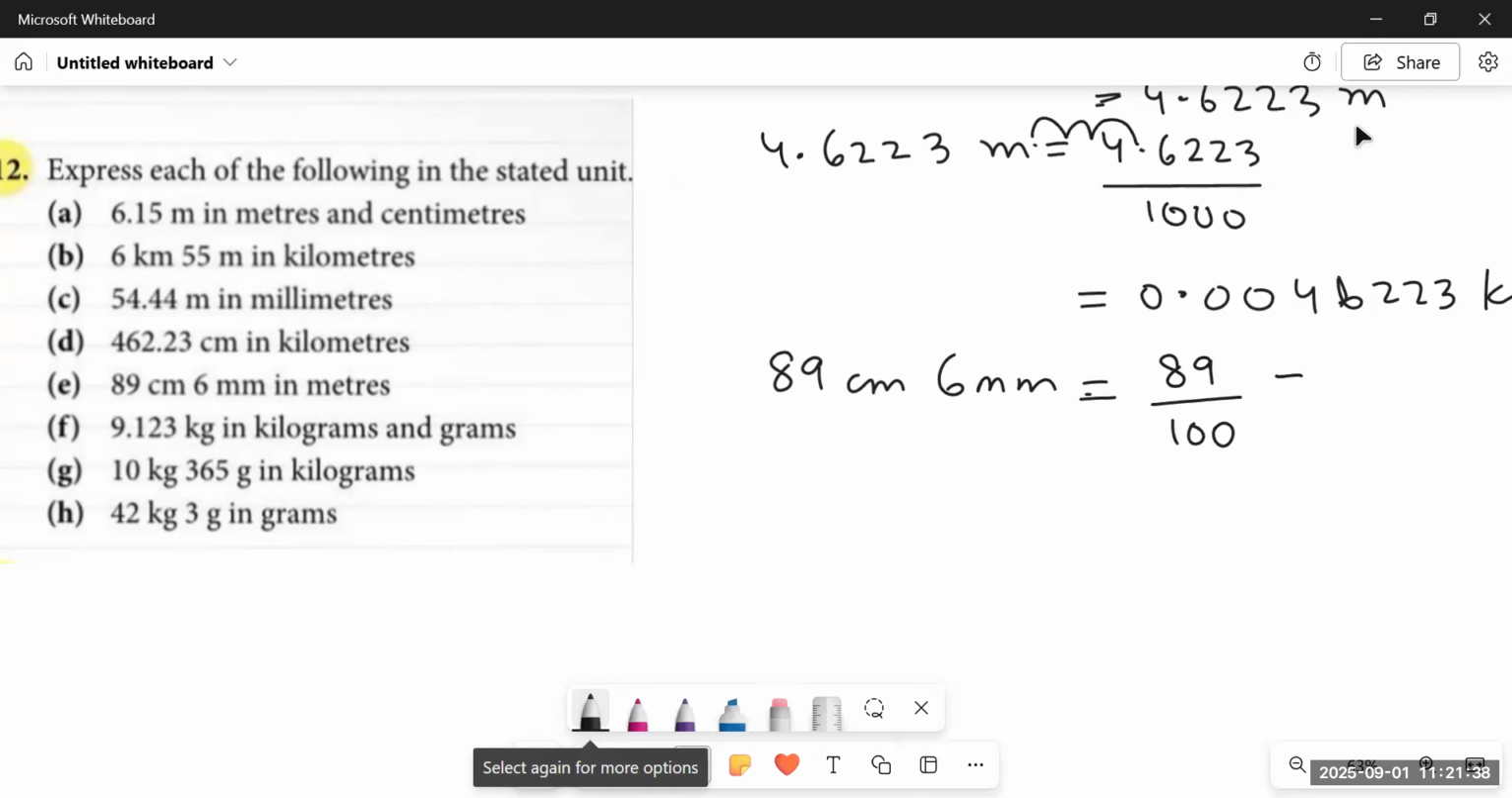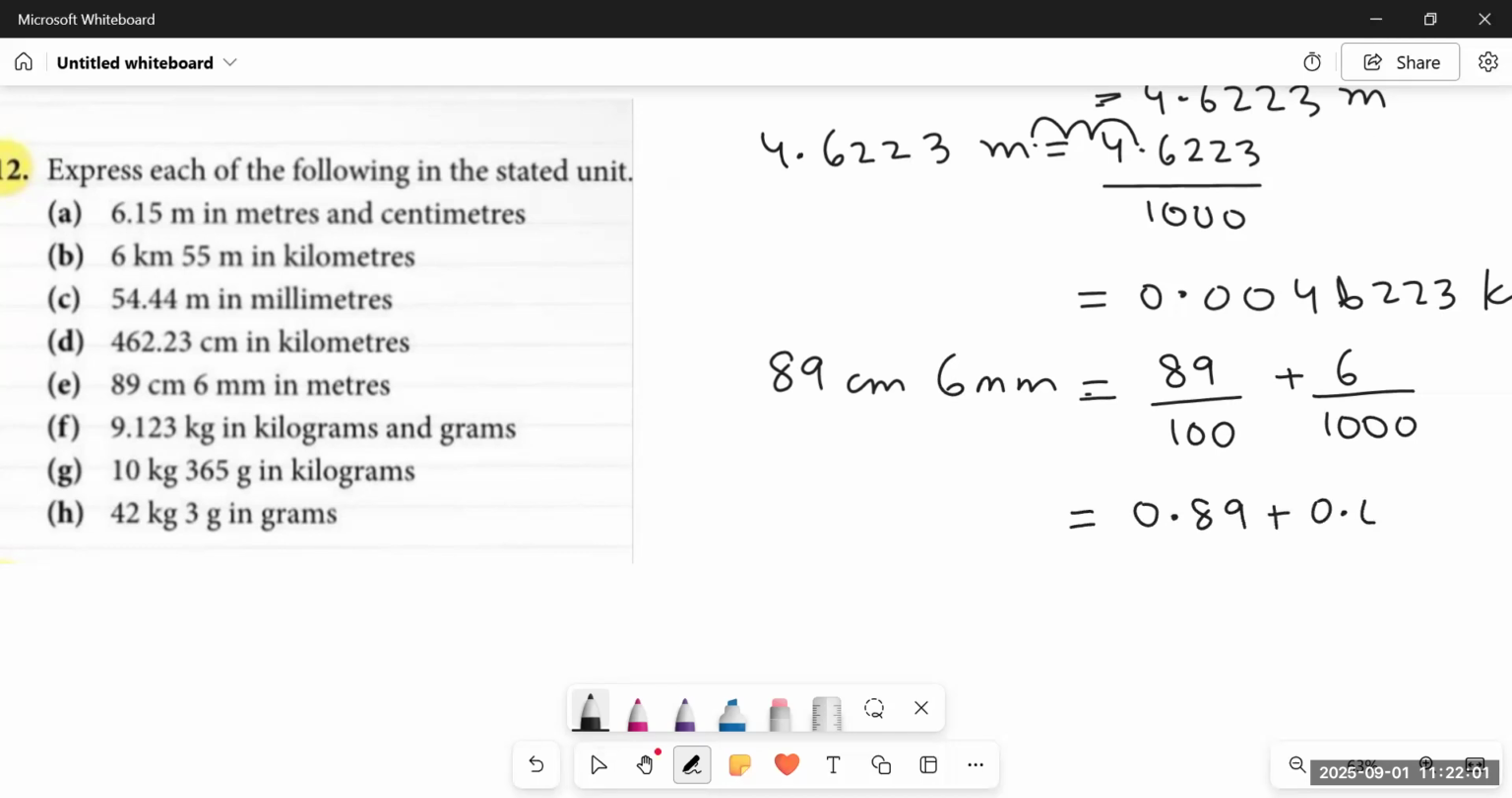But when we talk about 6 millimeters, we know that there is one more conversion. So we can say that we will divide it by 1,000, because 1 meter is equal to 1,000 millimeters. So 1 millimeter is equal to 1 upon 1,000 meters. Upon dividing it, we are going to get 0.89 plus 0.006. And upon adding the two, we are going to get 0.896. We have already learned how to add up the decimals, and how to divide the numbers by 100 and 1,000. So we need not repeat that.